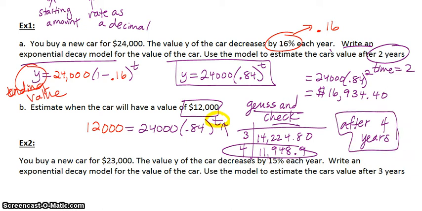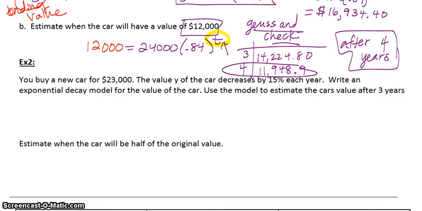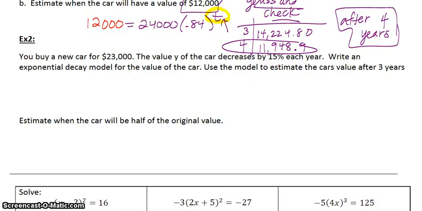All right, second example for word problems. Now we're going to buy a new car for $23,000. The value of the car decreases by 15% each year. We want to write a model, estimate the car's value after 3 years. This would be a good time to pause and try this one on your own if you feel like you got it. Otherwise, follow along with me.